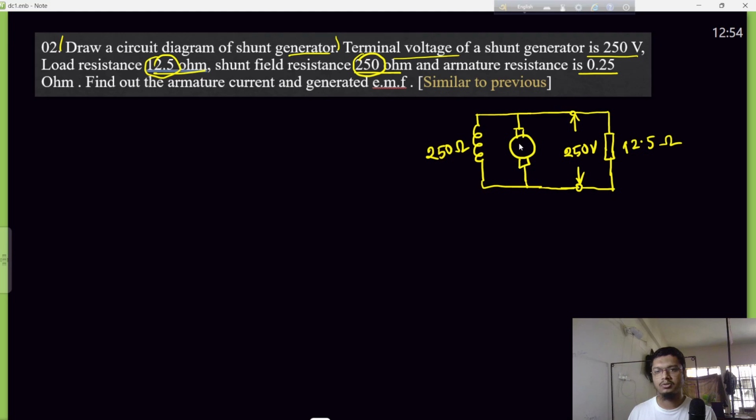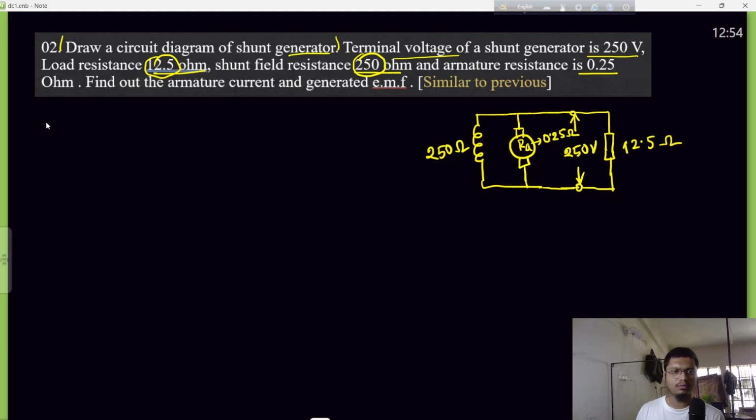Here is the armature coil, so the armature resistance will be inside of the armature, and the value of the armature resistance is 0.25 ohm. Okay, find out the armature current and generated EMF.